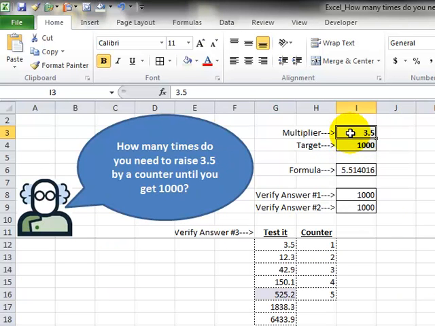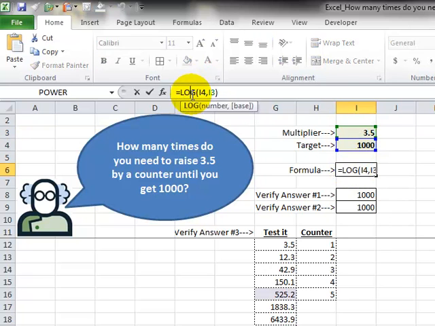Here's the multiplier, and here's the target. How many times multiplying this by itself, or raising it to the power of 1 or power of 2, does it take until we get to here? So the quick answer is just to use Excel's log function.